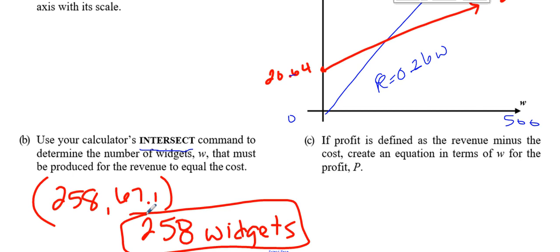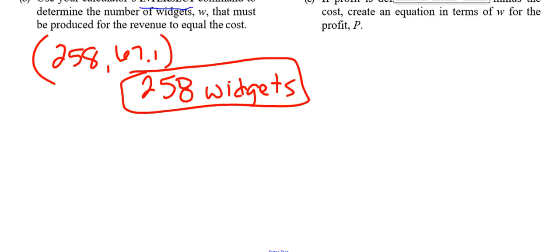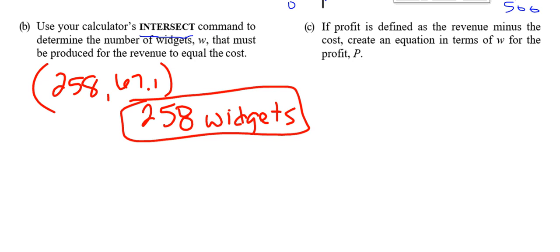Now it says that the profit is defined as the revenue minus the cost. Create an equation in terms of W for the profit P. So this is just a little bit different, and we're going to go here. Let me extend that. There we go. So what I'm going to do is I have my profit is equal to the revenue minus the cost. So we were given those things above.